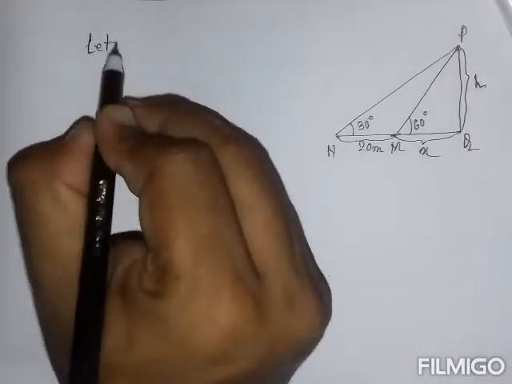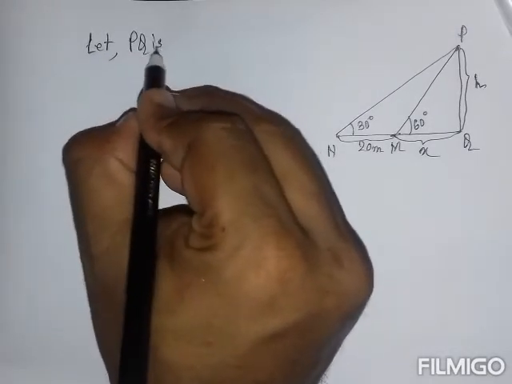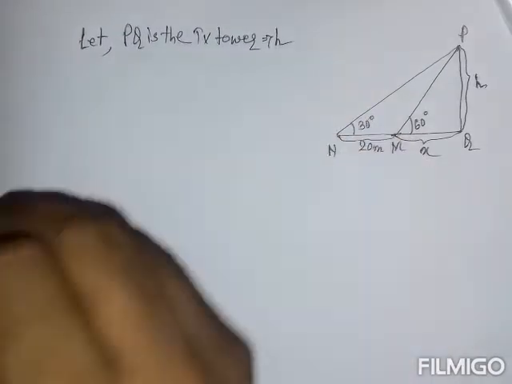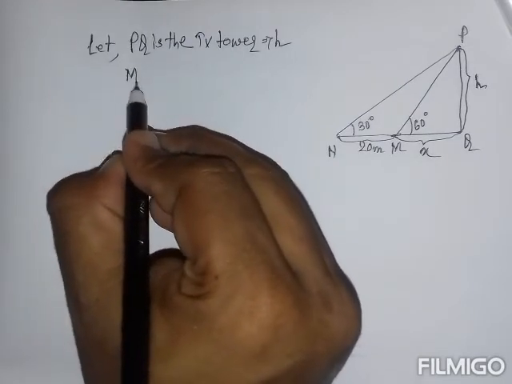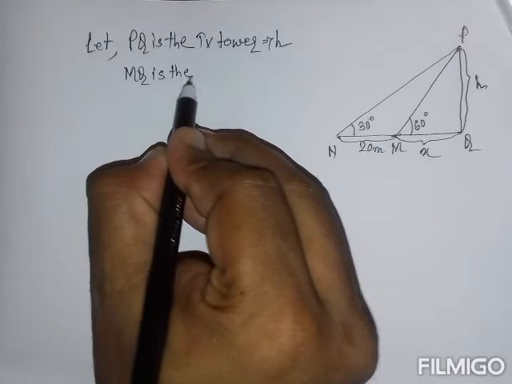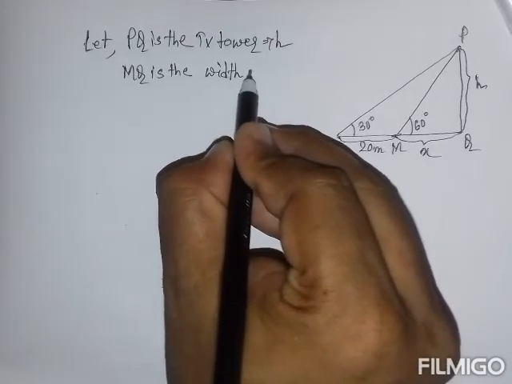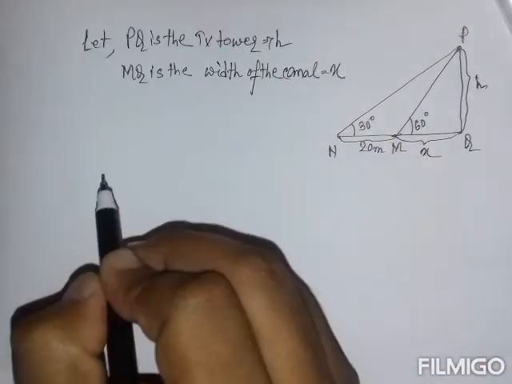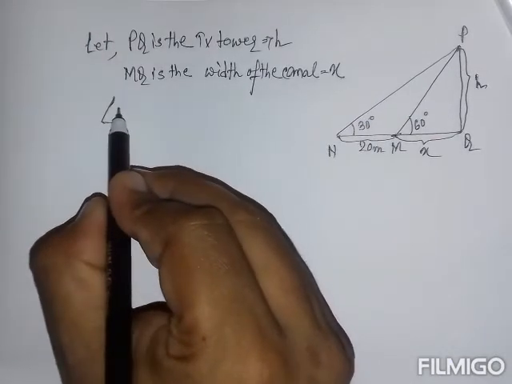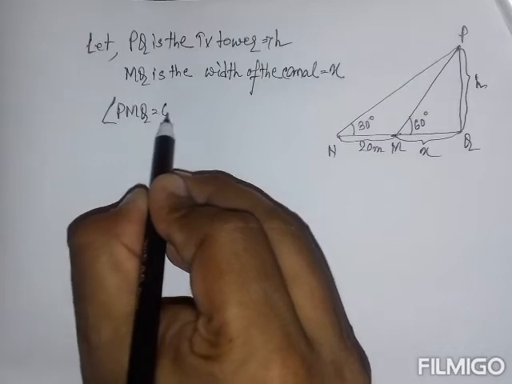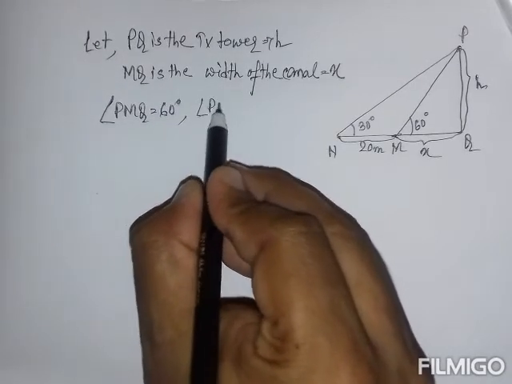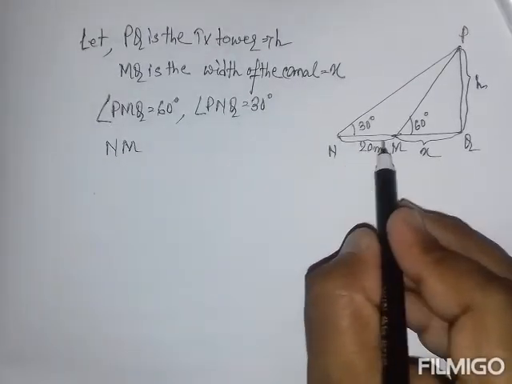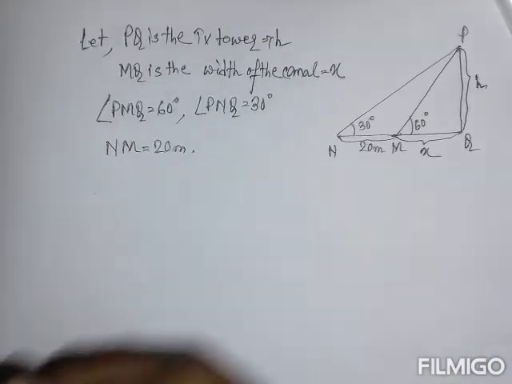Okay, let PQ is the TV tower, that is H, MQ is the width of the canal, that is X. Now angle PMQ is equal to 60 degree, angle PNQ is equal to 30 degree, and distance NM is equal to 20 meter.